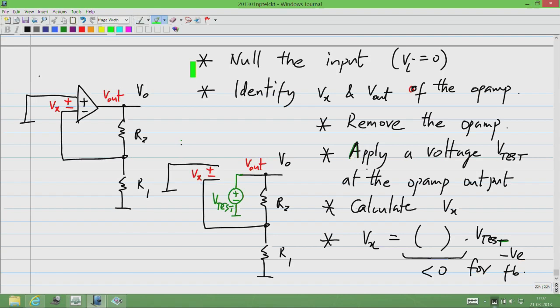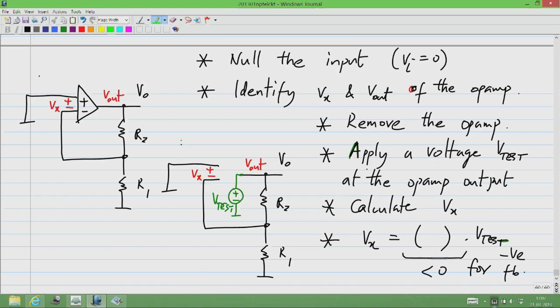Let me go over it once again. I first null the input. Because when I say the op amp is in feedback, I am only interested in how much of the op amp's output comes back to the input. That is the meaning of feedback. If no part of the output comes back to the input, there is no feedback at all. If some part of it comes back to the input, there is feedback. That is what I am trying to determine here.